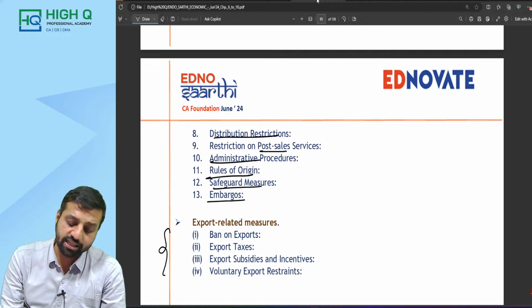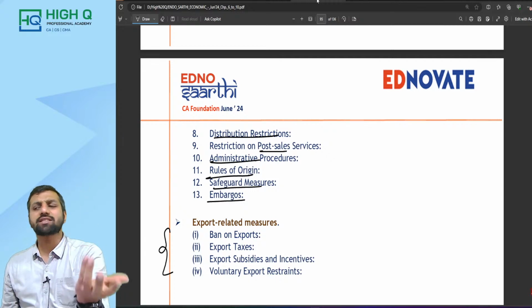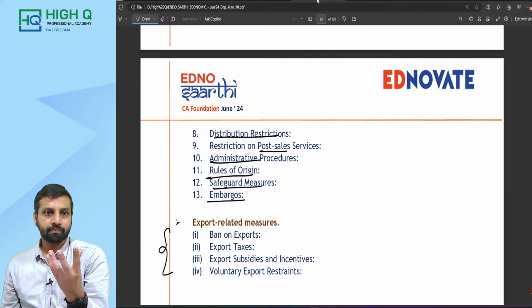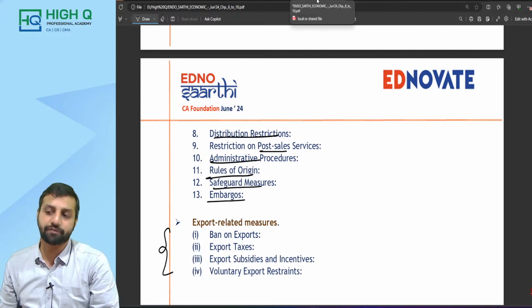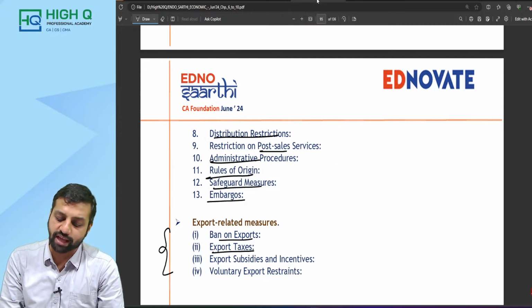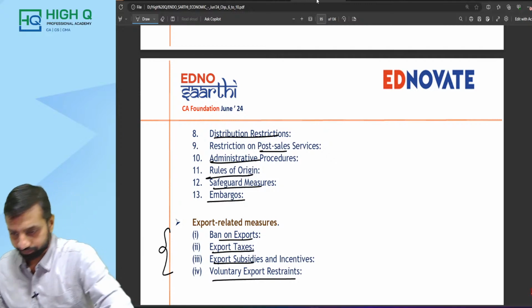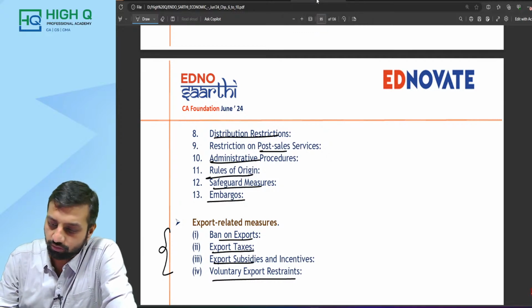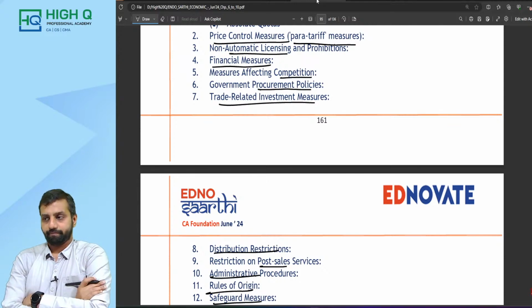Then there are certain export related measures. Embargoes can also be against our religious belief. So in India, Hindus do not eat beef. So in India, there is a ban on beef. We cannot import beef. Then there can be ban on export, export taxes, export subsidies and voluntary export restraints. A yes or no? Chalo, do you want me to cover any of the points in detail?